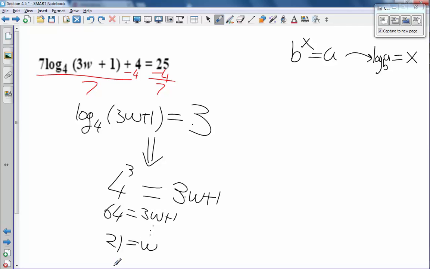Which way do you like better? Maybe you're used to this better, right? Because we've been doing this so many times. You prefer this way, okay?